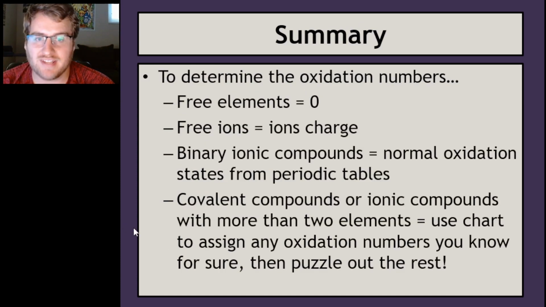All right, so to summarize, to determine the oxidation numbers of something: elements, go ahead and give them a 0. Ions just have the charge of the ion. Binary ionic compounds, meaning normal ionic things, are easy. You don't have to do any special rules. Just use their normal oxidation states from the periodic table. But when you have covalent compounds or ionic compounds with more than 2 elements, like most of these examples, use that chart. You assign any oxidation numbers that you already know, and then you puzzle out the rest using some basic algebra.